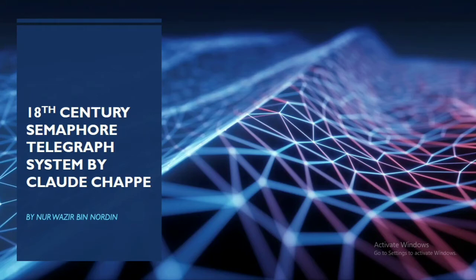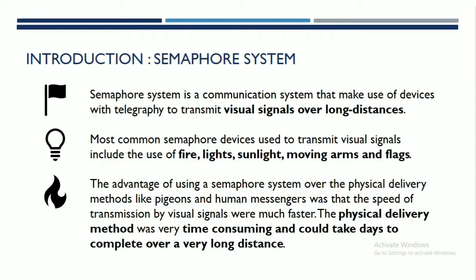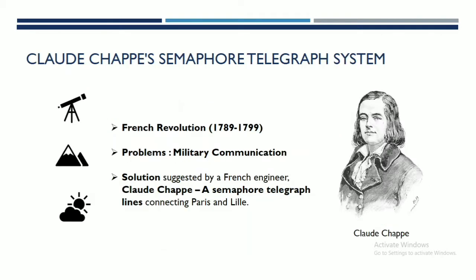So today I'm going to be presenting my first assignment, which has the topic of the 18th century semaphore telegraph system by Claude Chappe. A semaphore system is a communication system that uses primarily visual signals to transfer information over long distances. Things commonly used as part of the semaphore system are fire, light, sunlight, moving arms, and flags. These are things that can be easily seen over very long distances.